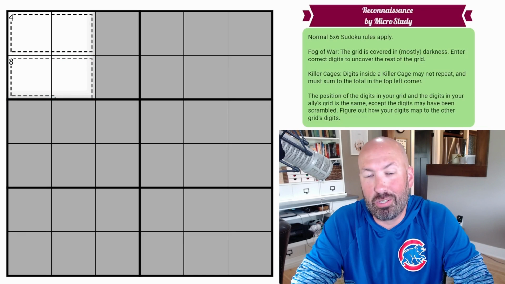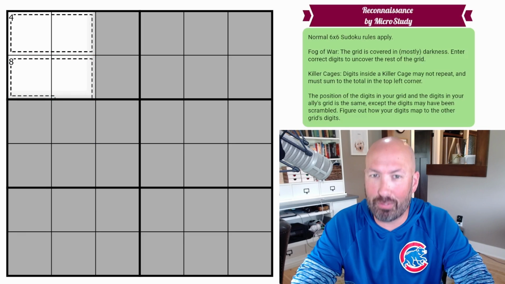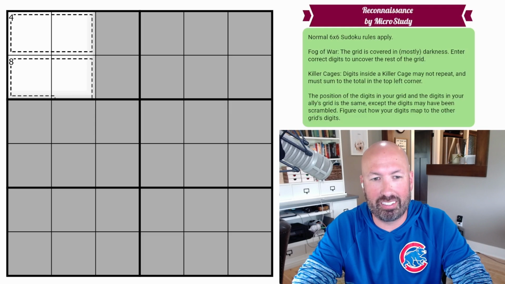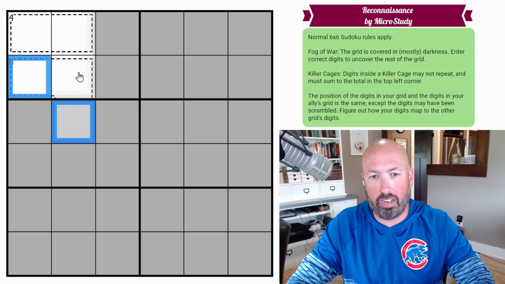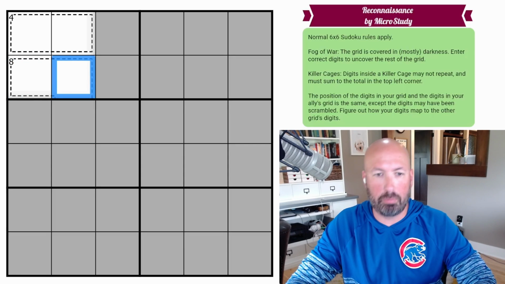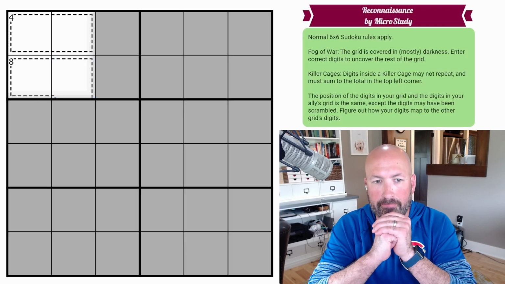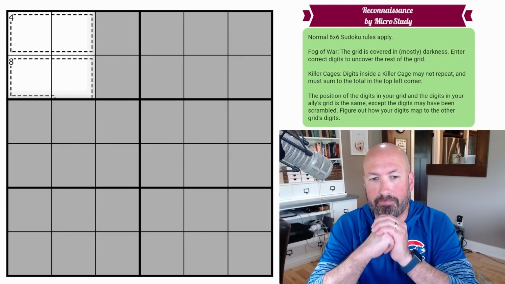I always just sort of assume that's the case, but for people who are not familiar with killer cages, that's probably a good point. Yes. Because otherwise you could do like 1s there and a 6 there if they could repeat. So yeah, that would make the 8 cage a lot different.